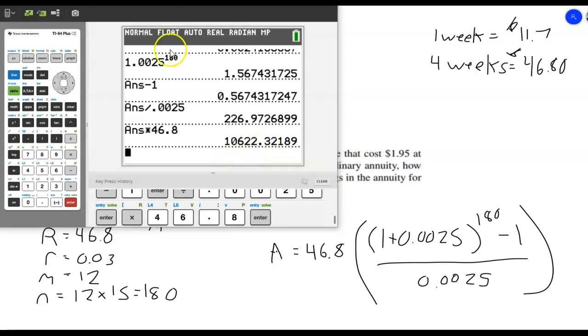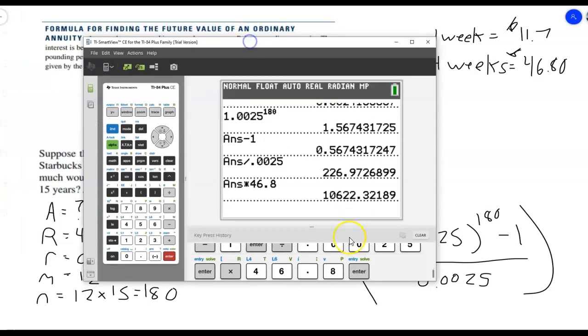Yes, so after 15 years, if we took all of that money that we spend on cafe lattes, which I still can't really pronounce, and instead we put that into an ordinary annuity account with a 3% interest rate, after 15 years, we'd have an extra $10,600. Now, would you rather have that money instead of all of those cafe lattes 6 days a week for 15 years? I don't know. I'd have to really think about it.